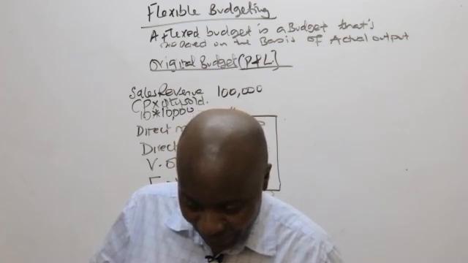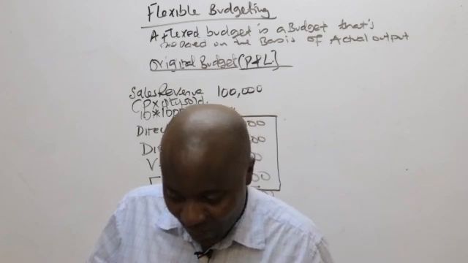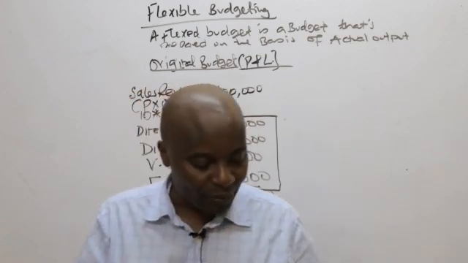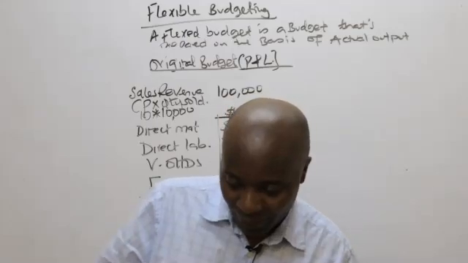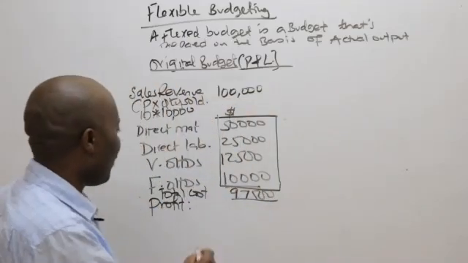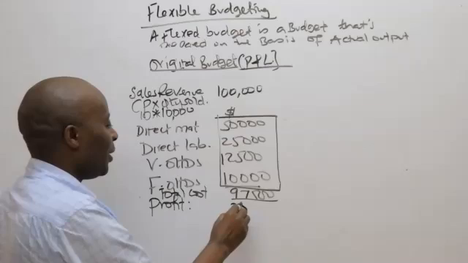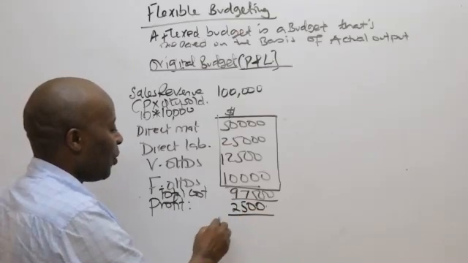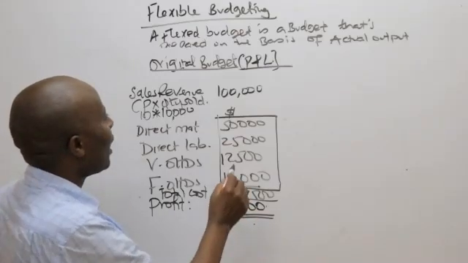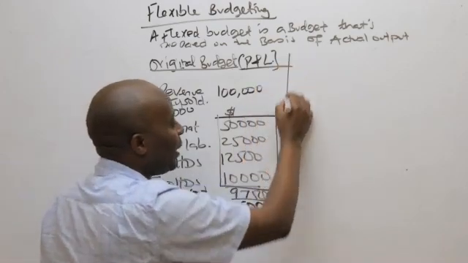Na ngoja nyinyi mnipatie profit. Jameni, kitambo mlikuwa mnaongea sana. Siku hizi mbona muongei sana? Profit itakuja 2,000 what here? 500. So the profit is 2,500 like that.